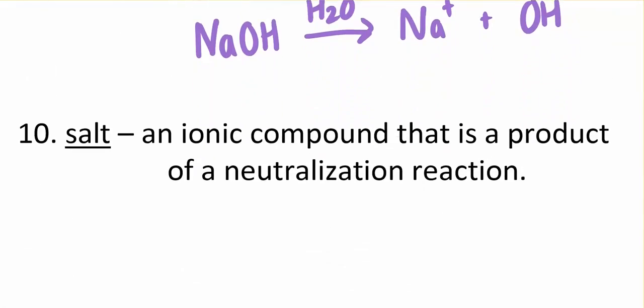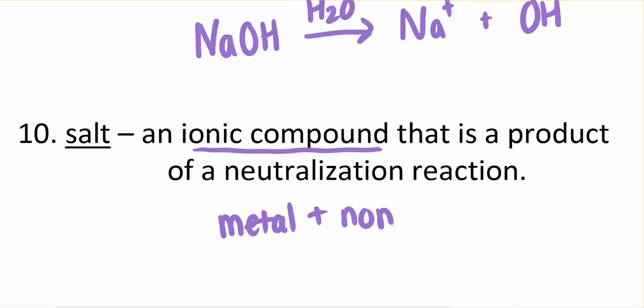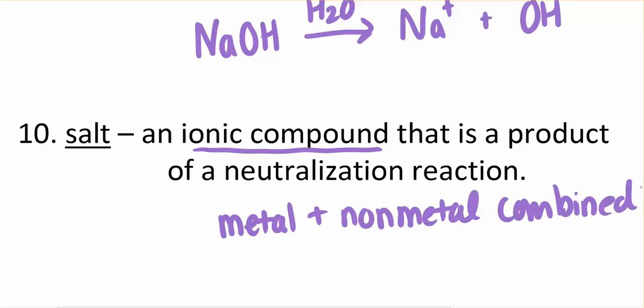A salt is an ionic compound. That's what we'll call it for most of the class, that is the product of a neutralization reaction. So acid plus base yields salt plus water. We'll talk about that more a little bit later, but for now you need to know it's an ionic compound. Ionic compounds mean you have a metal and a non-metal combined. A metal and a non-metal come together to make a salt, and it doesn't have to be sodium chloride, of course. This is sodium bromide. Sodium's a metal, bromine's a non-metal, so that is a salt.